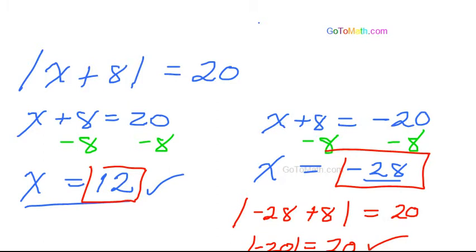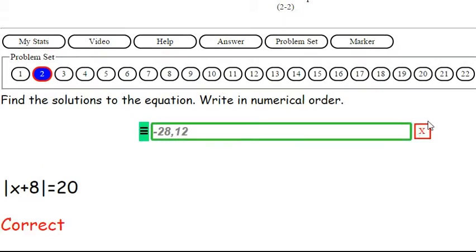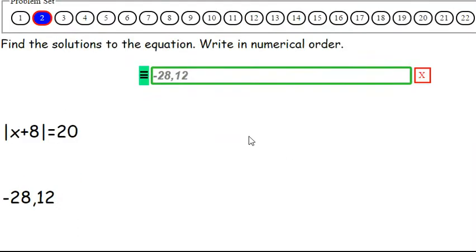And of course, I said we want to write those in numerical order. So -28, comma 12, and that's really just for the checkbox, but it doesn't matter. You could say 12, -28, it doesn't matter which way, but remember, it's for this purpose only. -28, comma 12. Let's click on that. Correct. If you don't know the answer, you can always click there. And of course, you can always click on the video button up here and watch this video, which you've probably already done.